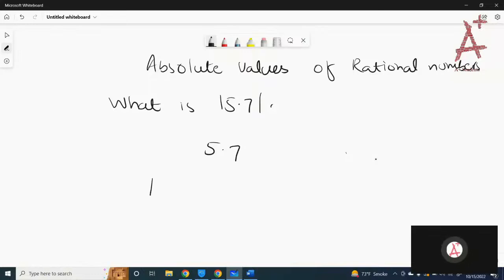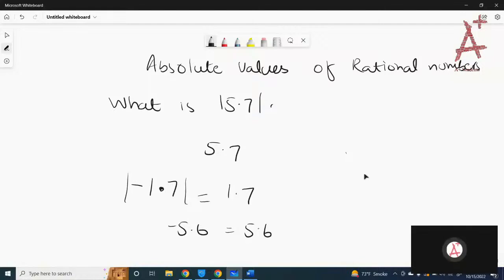What is the absolute value of negative 1.7? So the absolute values are always positive. So the absolute value of negative 1.7 is 1.7. Got it? What is the absolute value of negative 5.6? So the absolute value of negative 5.6 is 5.6. Got it? Because the absolute values of all the numbers are always positive. Got it?